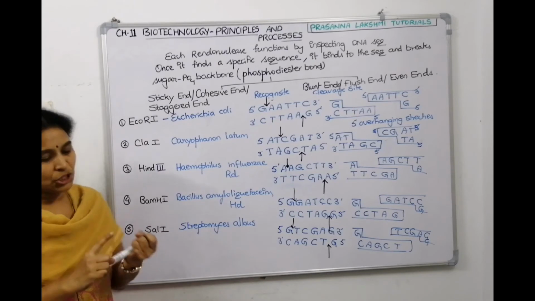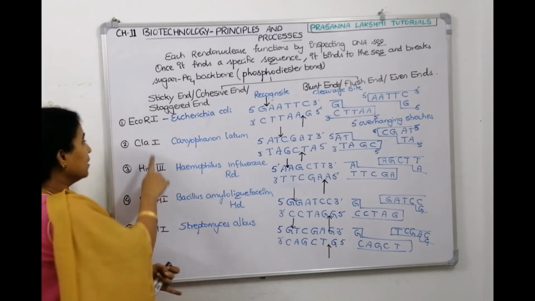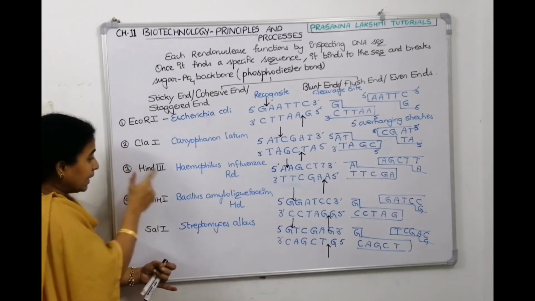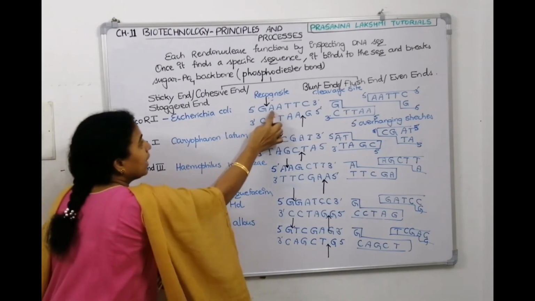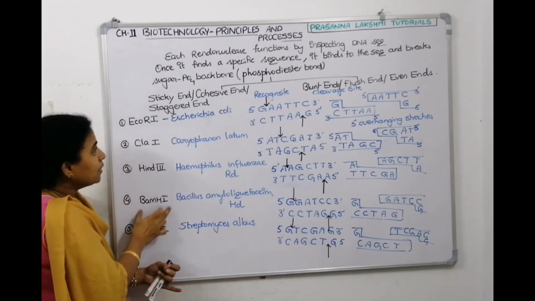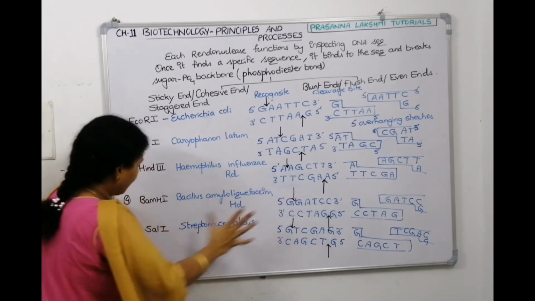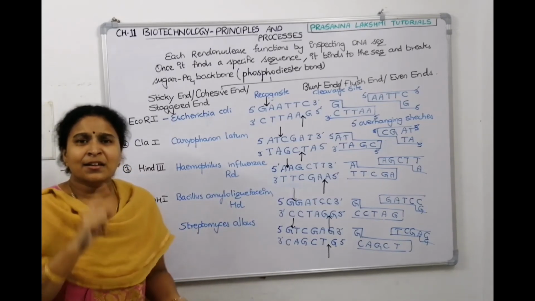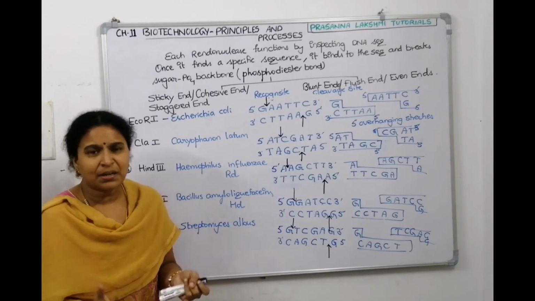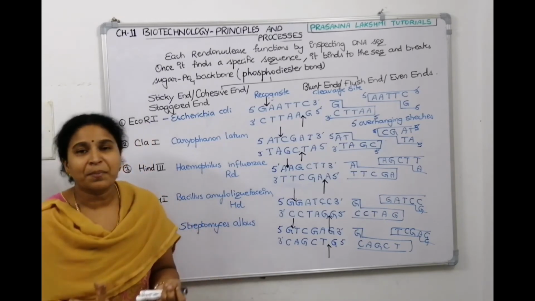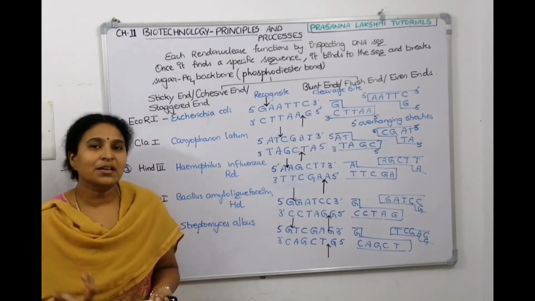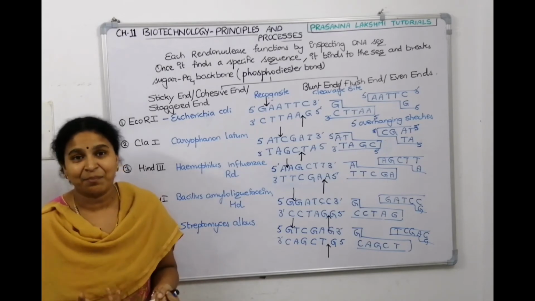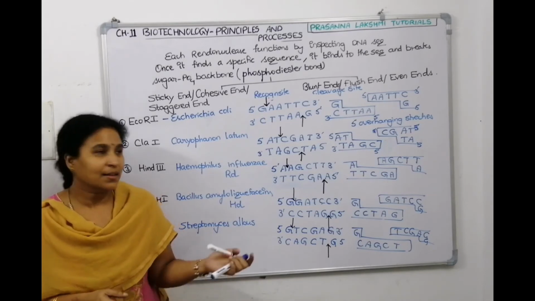EcoRI, GAA we know. KpnI, CTC. HindIII, it is AAG. BamHI, 2 Gs, 1 A. SalI, GTCGAC, we remembered for HindII, right? The first restriction enzyme, you have to remember it. So SalI also copied the same thing. What HindII is doing, SalI also copied the same. Then 2 more enzymes are there.